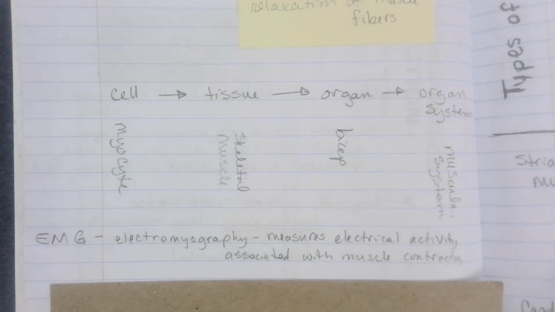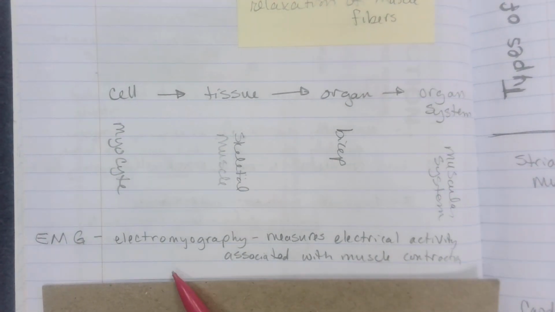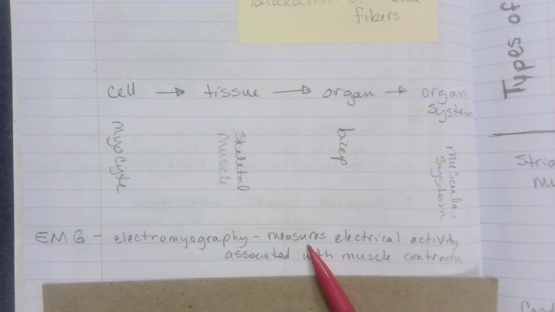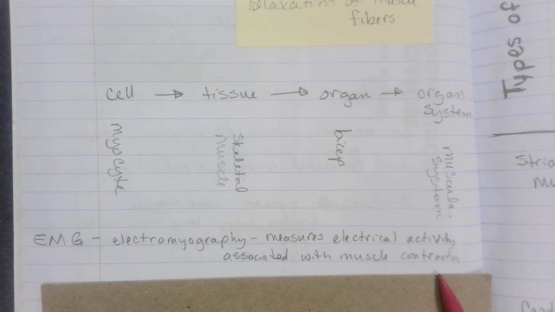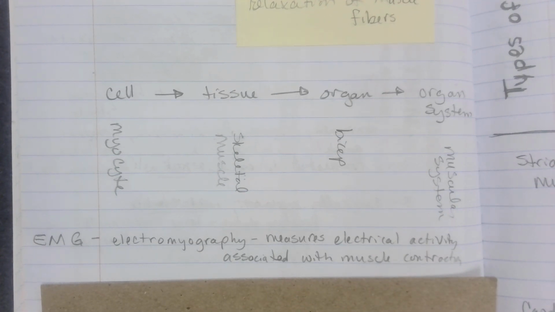An EMG is an electromyography. This measures electrical activity associated with muscle contraction. EMG stands for electromyography. It measures the electrical activity associated with muscle contractions.